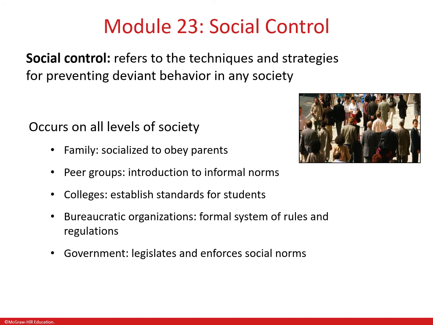First, we'll define social control. Social control refers to the ways in which deviant human behavior is prevented. Deviant behavior is behavior that violates our social norms, something we talked about in our earlier chapter. Social control occurs within our families, among our peers, in bureaucratic organizations, and by the government.